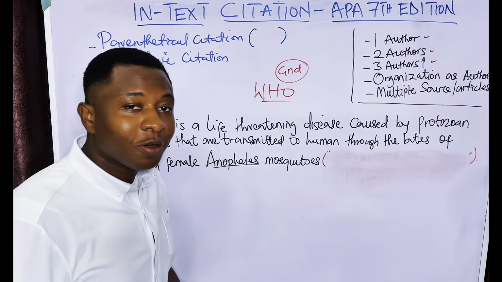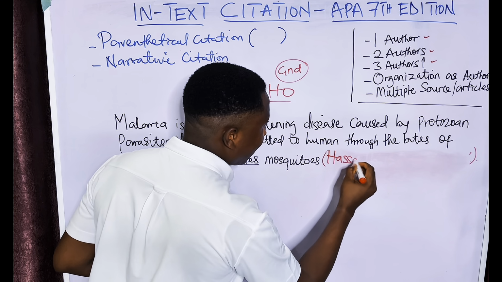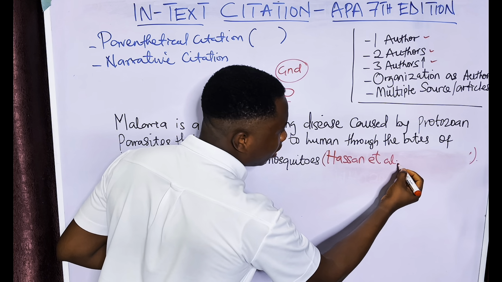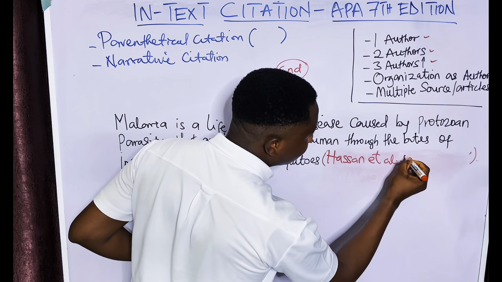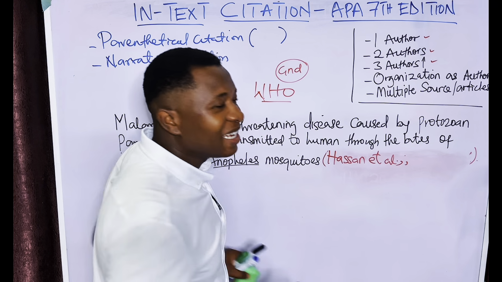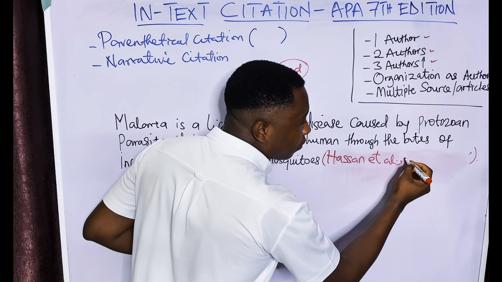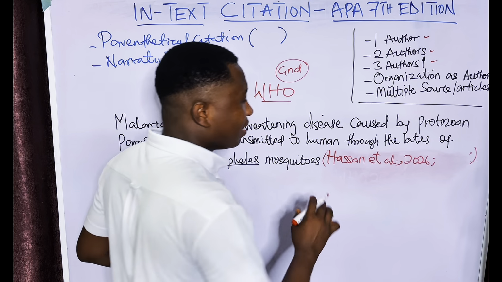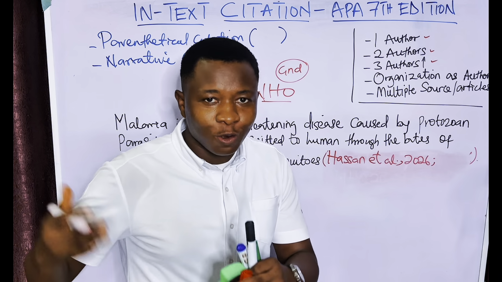We use our first author we used before. So let's assume Hassan. Hassan et al., full stop, and a comma, right? Then you have a semicolon, followed by the second, Hassan et al., the year 2026. Then a semicolon follows. Then what follows next is the second article or the second source.